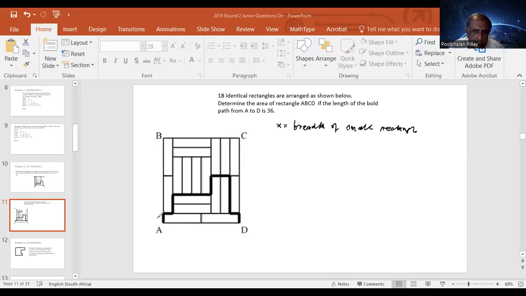So this part here is x, right? And this part here is exactly the same as that part, so that must also be x. Now here you've got two of them, right? We need to see that the sum of the whole lot is 36. So let's track this part. You've got x here. Here you've got 2x. Here you've got 4x, 4 of them.